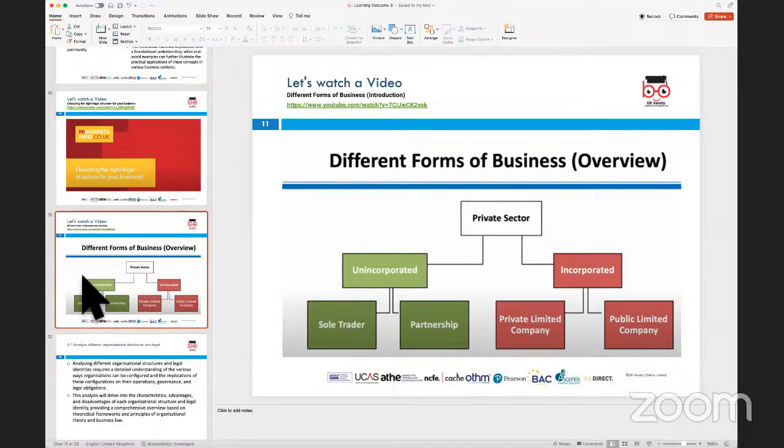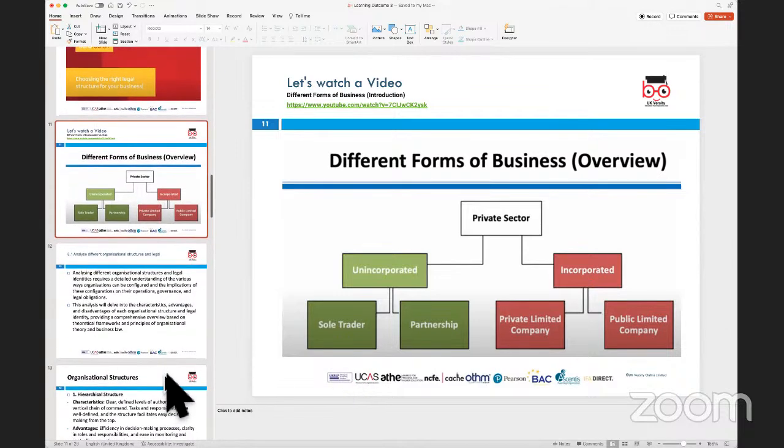So you could have public sector and private sector organizations. Within the private sector, you have unincorporated and incorporated organizations. Unincorporated tend to be sole traders and partnerships, where there is a blur between the roles and responsibilities of the director and the partner or the owner of the organization. And incorporated means that they are set up as a PLC or a private limited company, Ltd, and they tend to have very clear lines of distinction between the director, owner, and the legal entity itself, which has been formed.